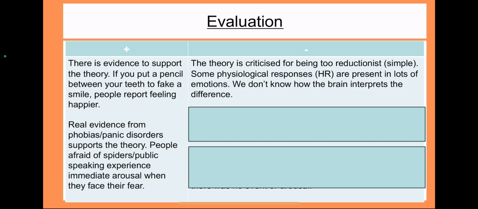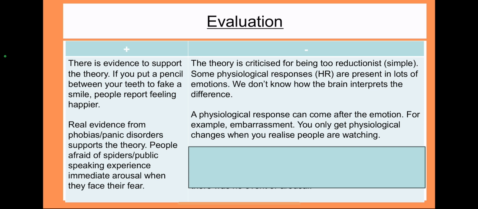In terms of criticising the theory, we could criticise it for being quite reductionist. So it's a little bit simplified. Emotions are quite complicated, and a lot of emotions have the same physiological responses. For example, heart rate goes up when you're scared, when you're sad, when you're happy, when you're shocked, excited. So how is it exactly that the brain figures out the difference between that one physiological change and all those emotions? There's clearly a lot more going on for our brain to figure out what emotion we're experiencing. So it doesn't quite cover everything.